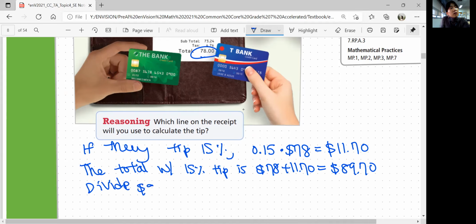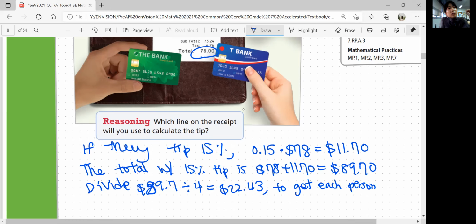Divide 89.7 by 4, because there are 4 people, which is $22.43. So to get each person's pay, which is 22.43. But that is when you pay for 15% tip. Okay, what about 20% tip?